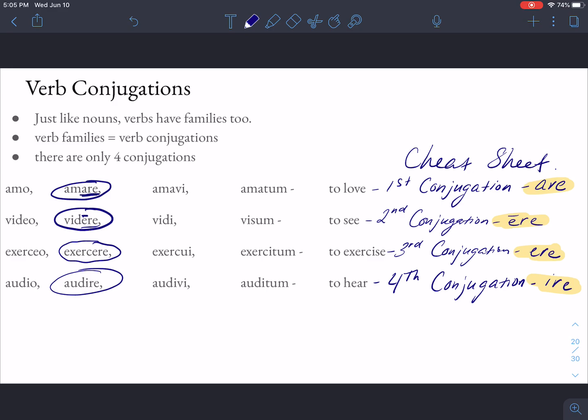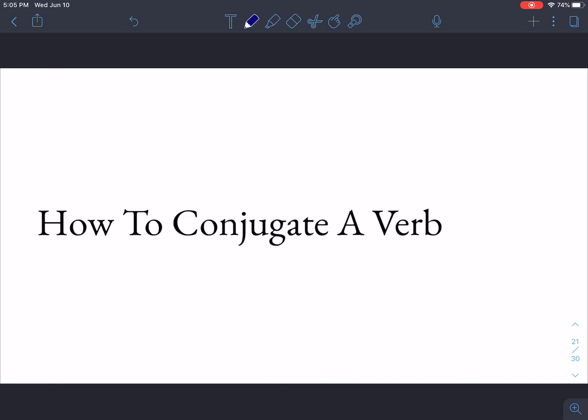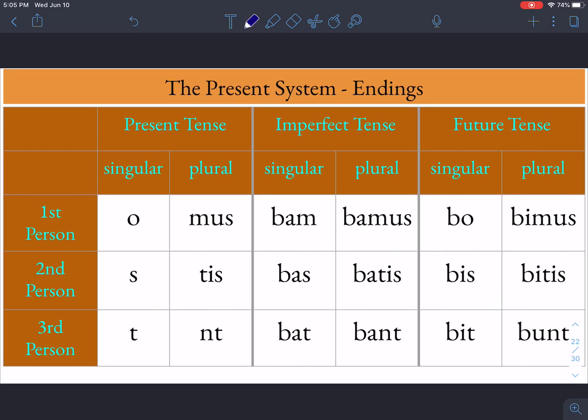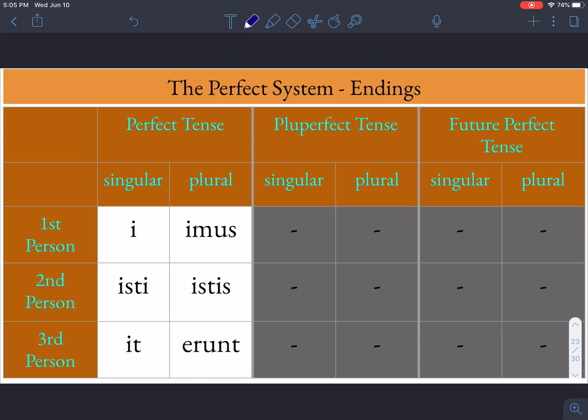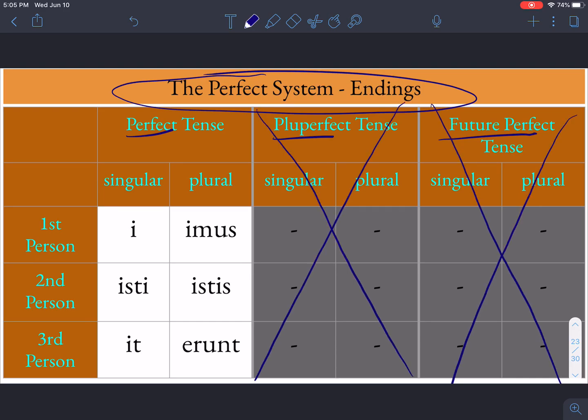So, how to conjugate a verb. Let me just remind you of the endings. Remember there are two separate verb systems. There's the present verb system, including the present, imperfect, and future tenses. And then there's the perfect verb system, including the perfect, pluperfect, and future perfect. As I said before, don't worry about pluperfect or the future perfect because we haven't learned those or covered them this year, but you will sometime in the future with Mr. Clemens. But the perfect tense I do expect you to know, and these are the endings for that.